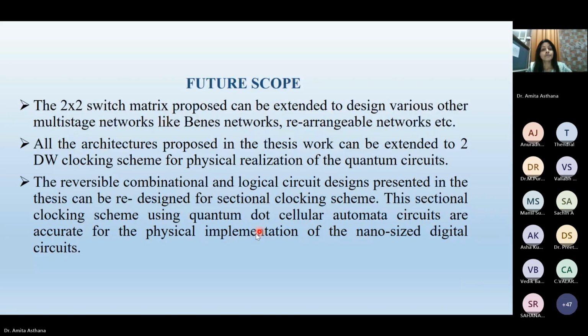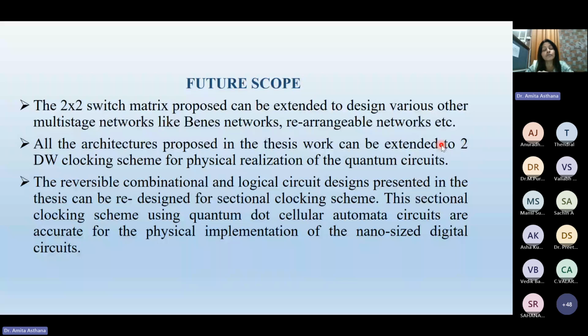Now the future scope. The 2x2 switch matrix can be extended to design, as we have designed for the Clos networks. We can also design the circuit for the Beneš networks also, and so many rearrangeable networks are also available, and we can have these networks designed using quantum dot obviously, and the 2x2 switch basic unit can be used for designing all these rearrangeable networks.